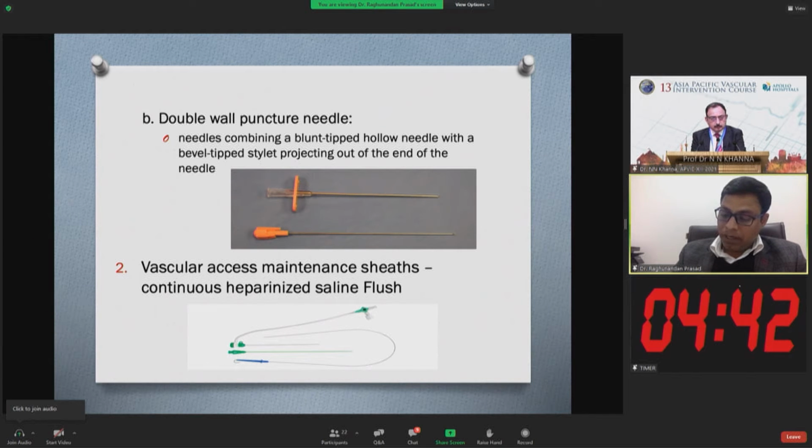The next equipment is the access sheath. We should select the access sheath based on our procedure, the French size of the access sheath, and with an atraumatic tip. Another important thing, to avoid any complication: we should use a continuous heparinized saline flush through the side port, or do frequent flushing to avoid clot formation in the sheath.